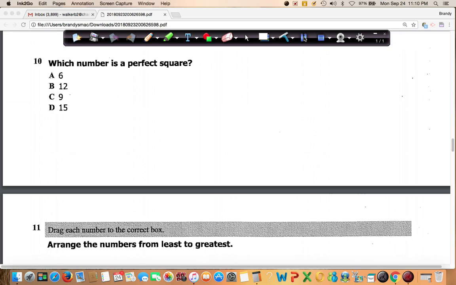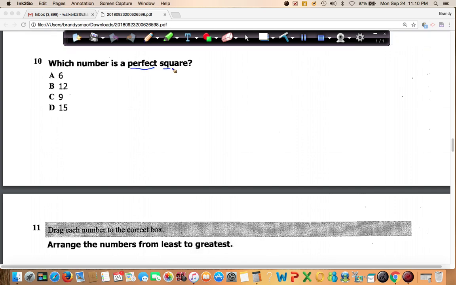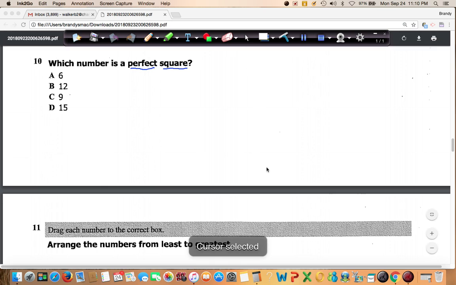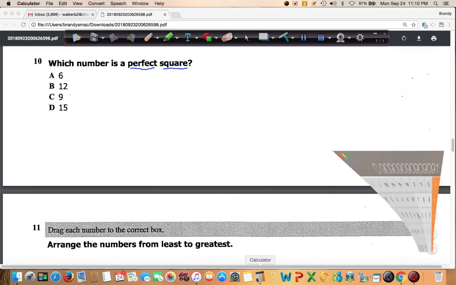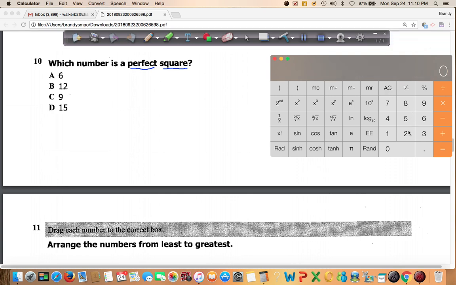Number 10, which number is a perfect square? So here are your keywords, perfect square. And remember, a perfect square is when you have a number that when you hit that square root button, gives you a whole number. For example, if I did 25 and hit the square root button, I get 5. If I did 100, I would get 10.